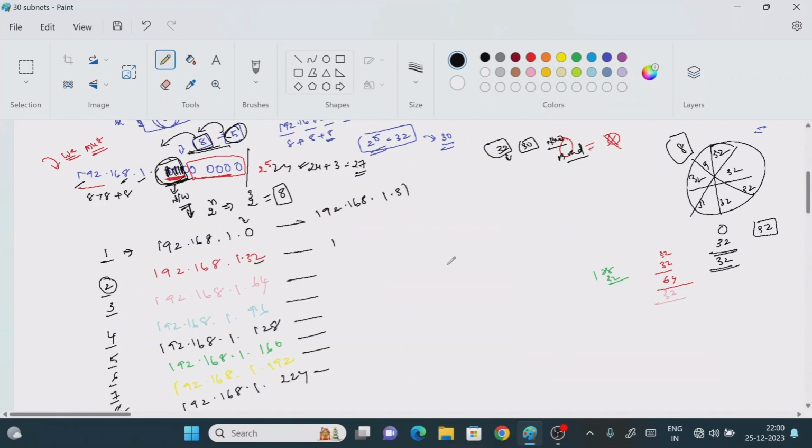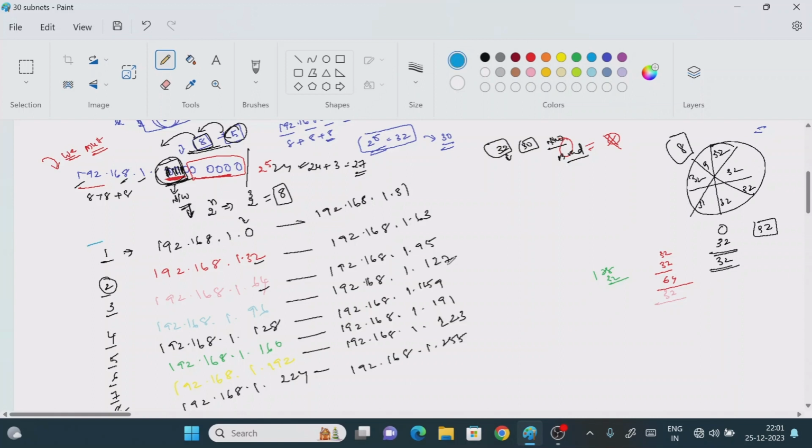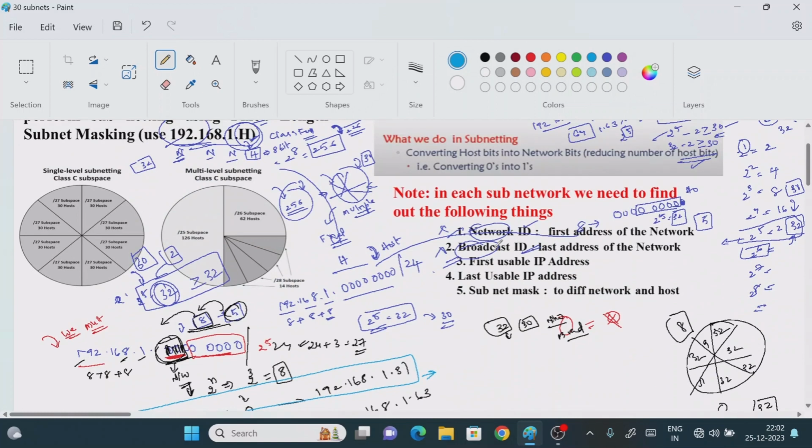Now what is the answer here? 192.168.1.63. It means starting with 64, it is ending with 63, right? So like that you write the remaining portion. So for example, if you are considering the first network, we have 8 networks, right? Out of this, what we have to find out is this requirement. What is the network ID? Second one is the broadcast ID. What is the first usable IP address as well as the last usable IP address? Then finally we will try to find out the subnet mask, right?